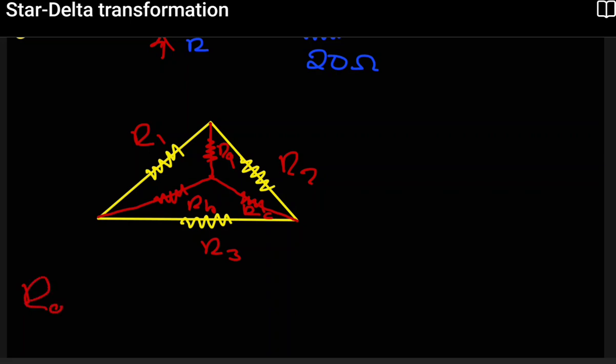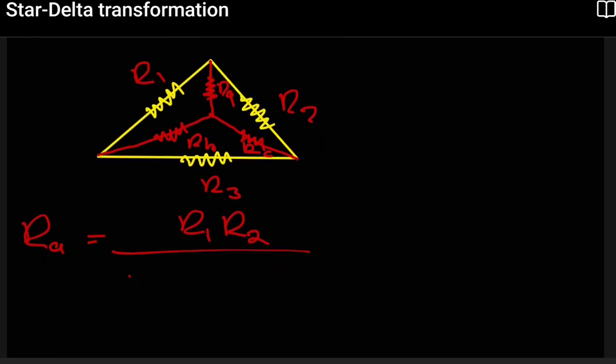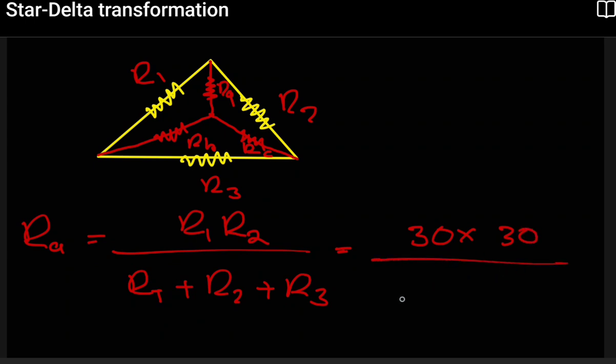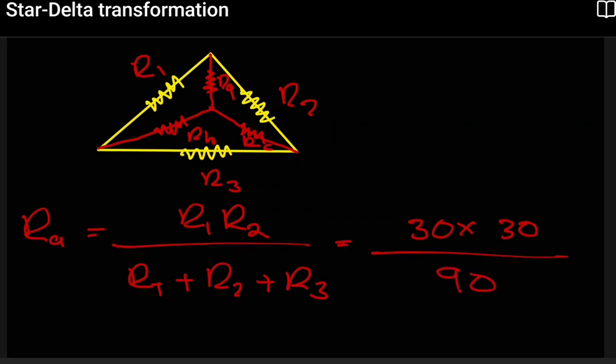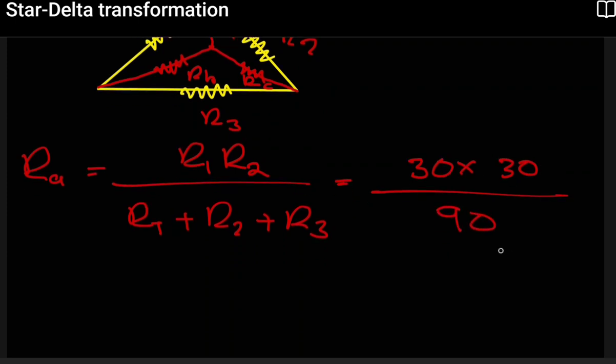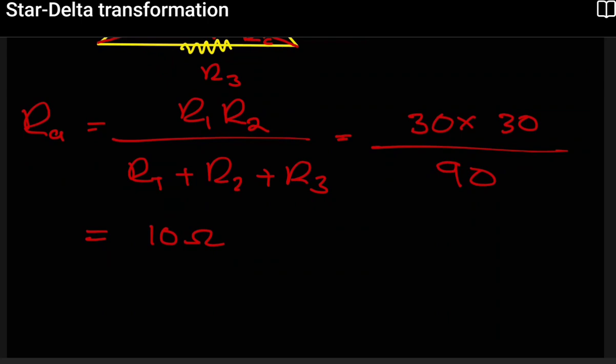So let's see. To find RA, which is between R1 and R2, we multiply R1 and R2, and then divide by the sum R1 plus R2 plus R3. R1 and R2 are the same; they are all R, and R is 30. So we have 30 times 30 divided by 30 plus 30 plus 30, which is 90. So this is 900 on top divided by 90. RA comes out as 10 ohms. You can try to see if RB will be as I predicted.